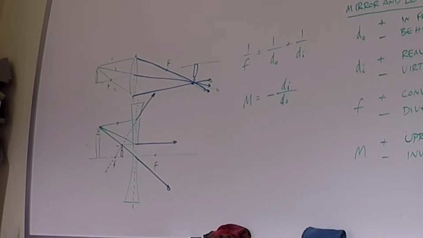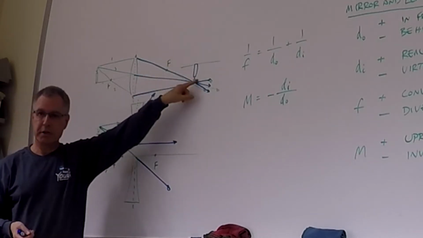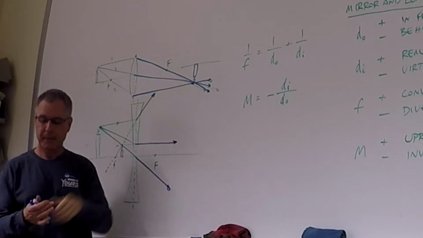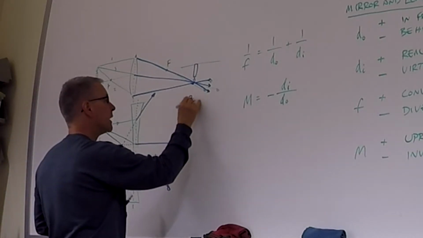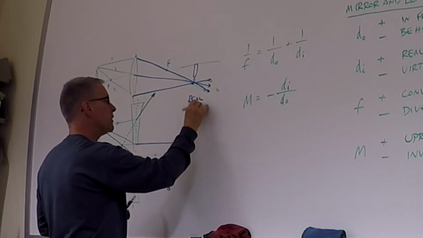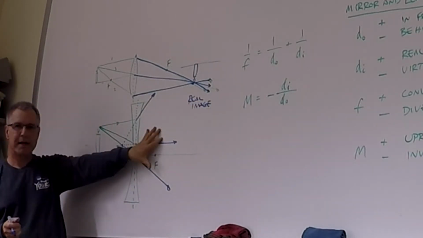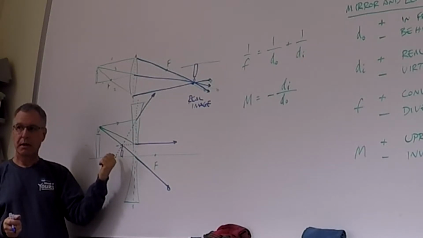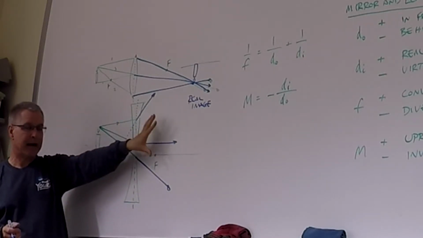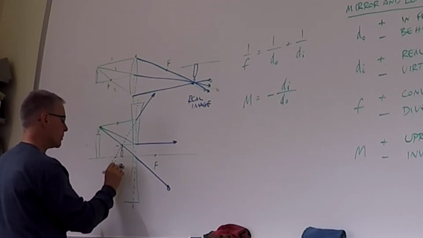Another bit of terminology to be aware of is, notice in this case, my actual refracted rays are touching my image. That's referred to as a real image. In this case, my actual refracted rays don't touch the image. My image ended up back here somewhere. In that case, if the actual refracted rays don't touch it, that's referred to as a virtual image.